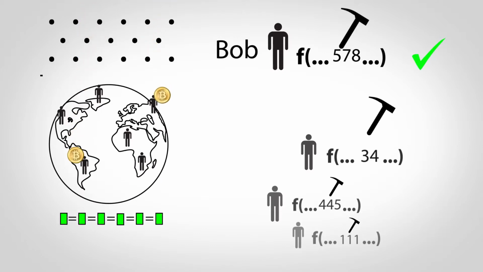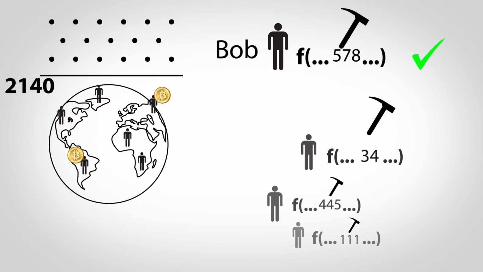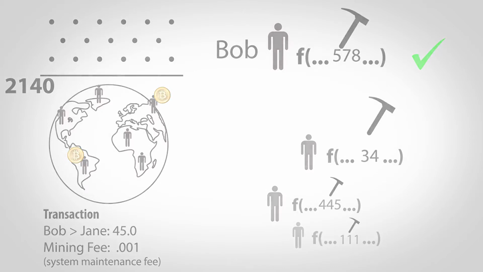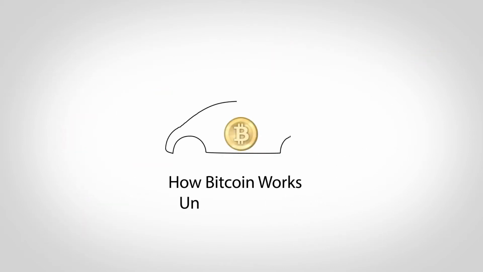In fact, sometime around 2140, no more money will be created and participants will only be paid from fees added onto transactions. I hope this gives you a quick sense for how Bitcoin works.